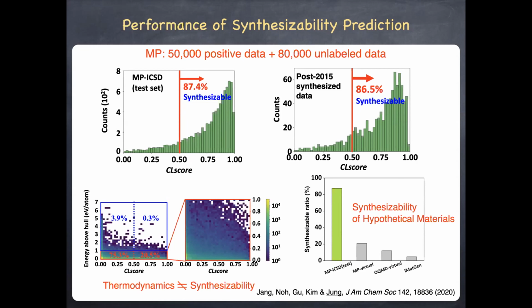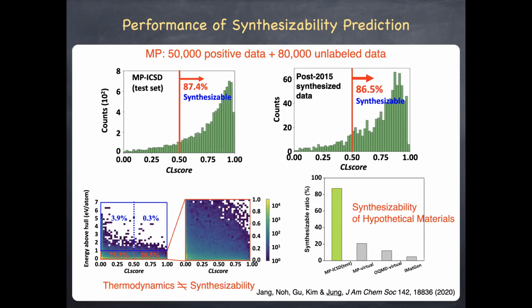And to validate the model, we intentionally excluded the data that have been synthesized between year 2015 and year 2020. And then tested if the model can still predict the synthesizability of those materials that have been intentionally excluded. We still get about 86 to 87% accuracy.